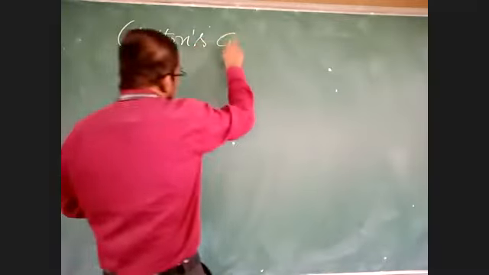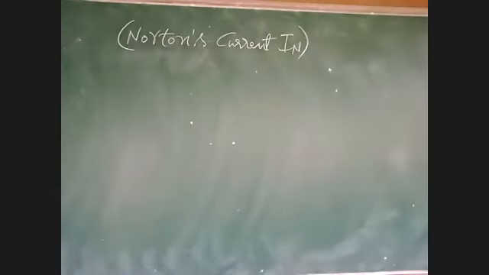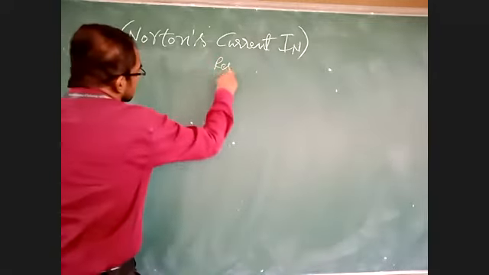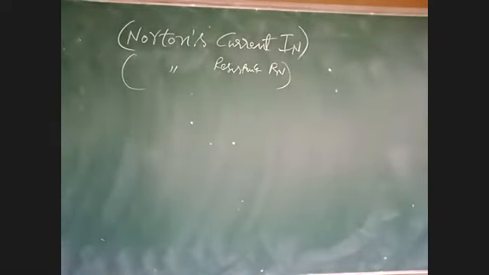In brackets, Norton's current, that is, the current source is Norton's current IN, in parallel with a single equivalent resistance, in brackets Norton's resistance RN.